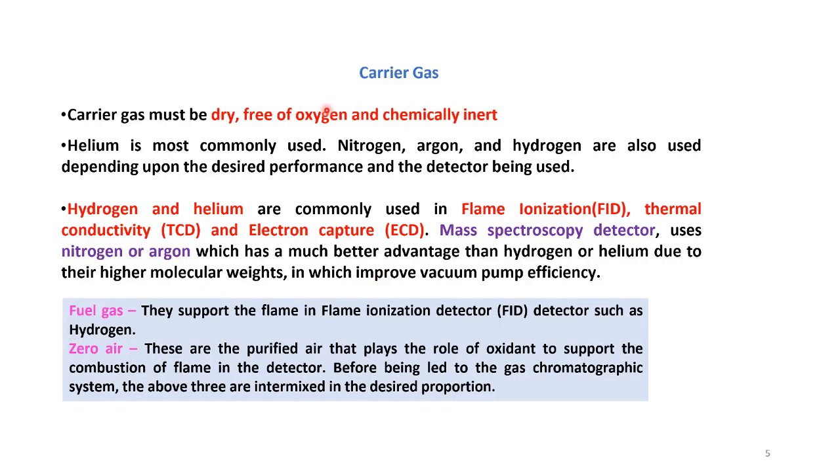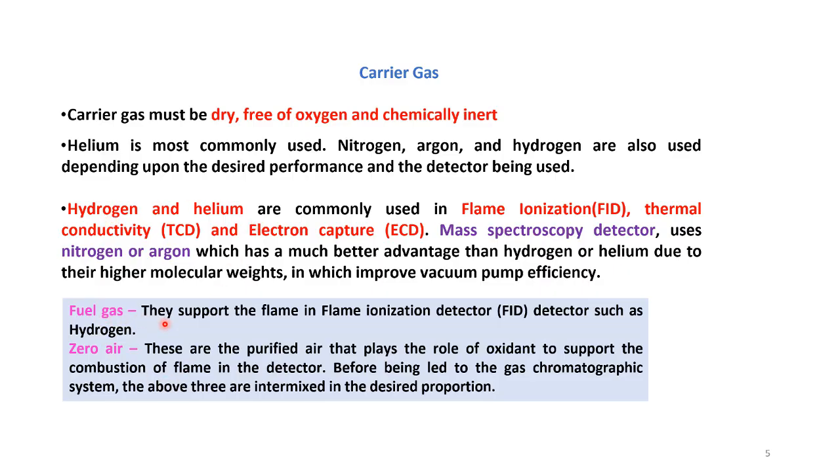The carrier gas, as I was saying, has to be dry and free of oxygen, and that's why we sometimes use inert gases: helium, nitrogen, and argon. Oxygen and hydrogen are also used sometimes, depending on their performance, our application, and also the detector being used. If we are using a flame ionization detector, thermal conductivity detector, or electron capture detector, we use hydrogen and helium. If we are using a mass spectroscopy detector, then we use nitrogen or argon, which gives better efficiency compared to hydrogen and helium.